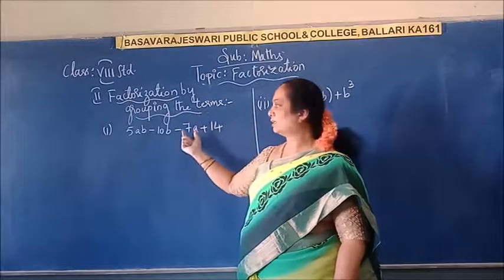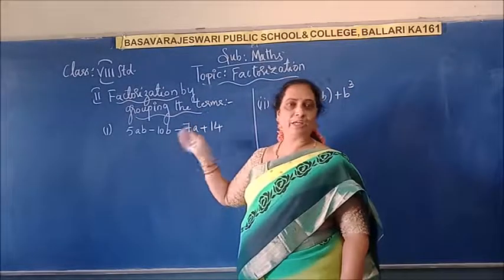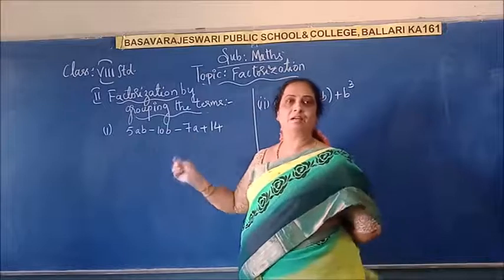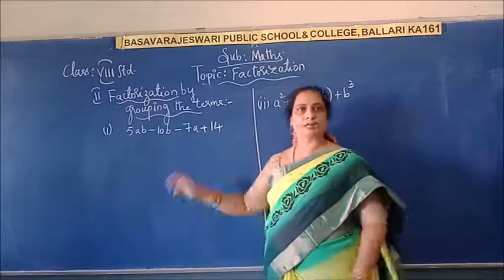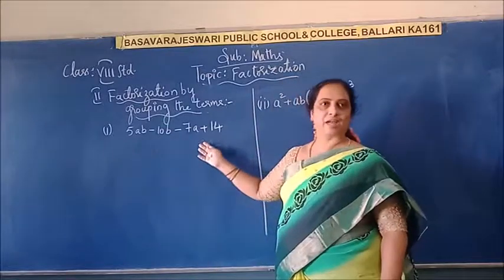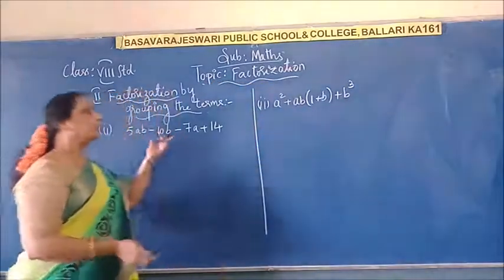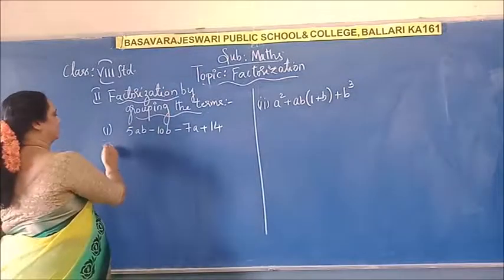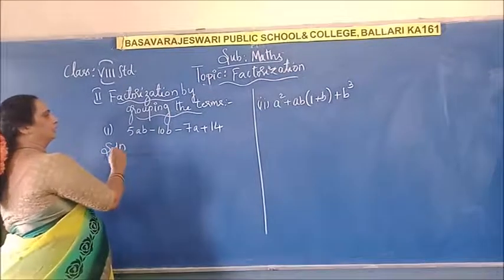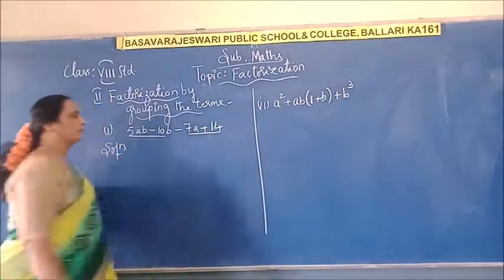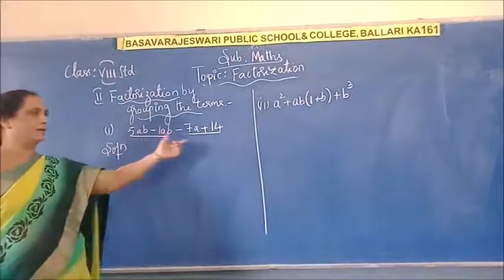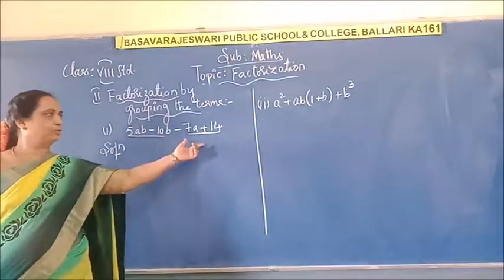You have to group the terms in such a way so that you can take out the common factor again and resolve them into factors. Resolve the given expression into its factors. Group the algebraic expression in such a way that you can take out the common factor again. So solution: group the first two terms and then the next two terms.